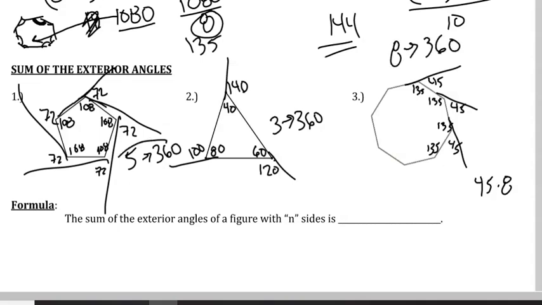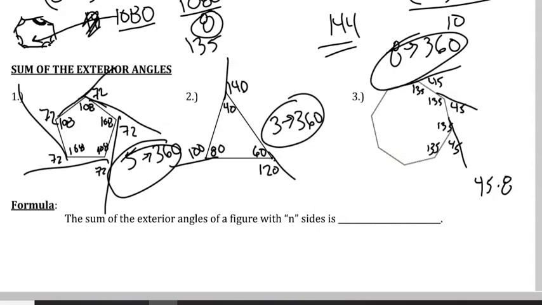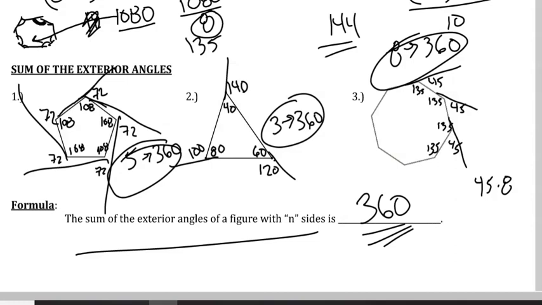That's weird. What's a formula that makes it so if it's a 5-sided figure you get 360, 3-sided figure you get 360, or 8-sided figure you get 360? Well, it's no formula at all. No matter what number of sides you have, you will always have 360 degrees for the exterior angles when you add them all together. That's the difference. The inside requires a formula. The outside of any figure is 360.